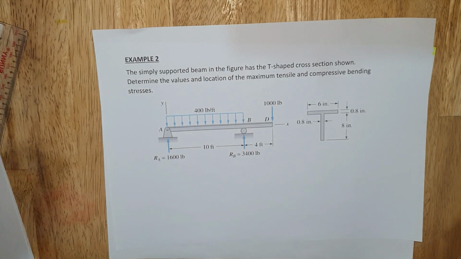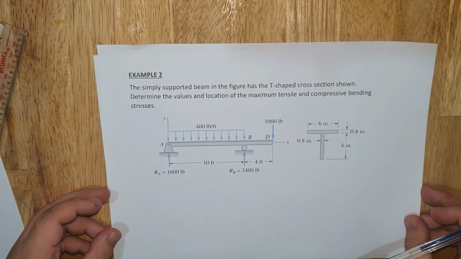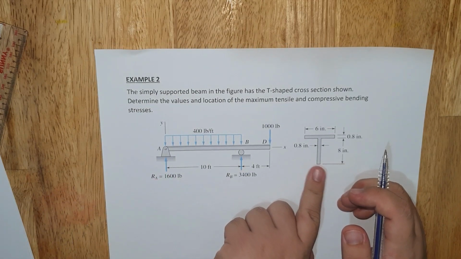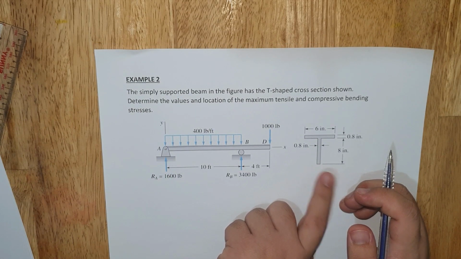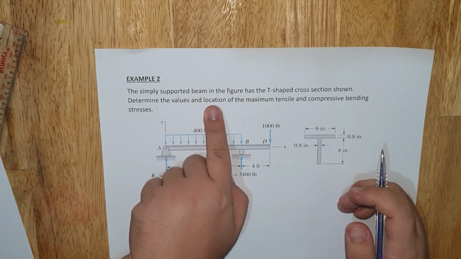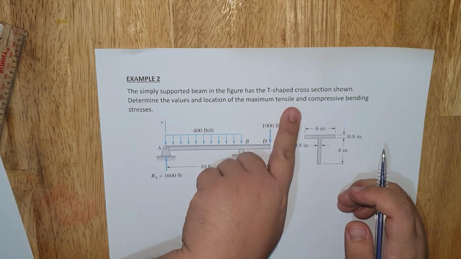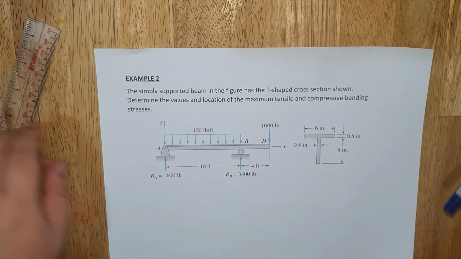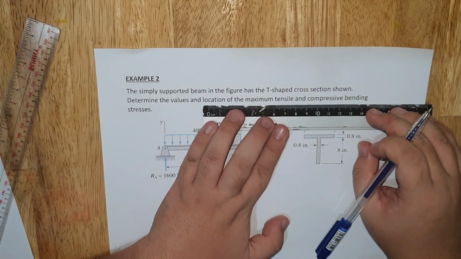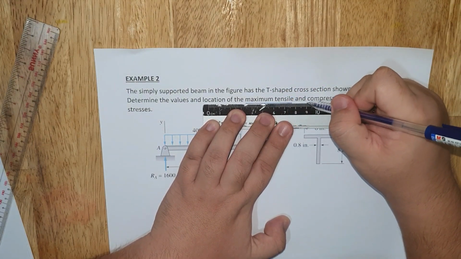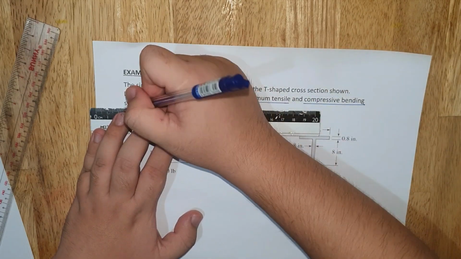Problem number 2. So we have another simply supported beam in the figure. Pero yung cross section natin ngayon is a T-shape cross section. Okay? Pinapahanap lang niya, determine the values and location of the maximum tensile and compressive bending stresses. So dalawa yung pinapahanap niya: maximum tensile tsaka compressive bending stresses.